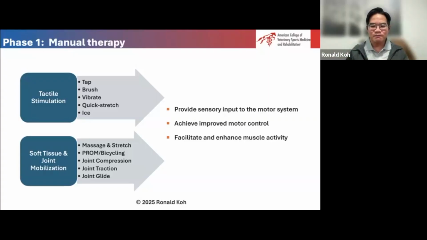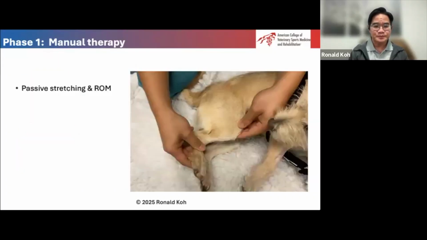The joint that has the most mechanoreceptors in the hind limb is the knee joint, right? I will do a lot of compression and gliding on the knee joint, so as to activate those mechanoreceptors as much as possible. In the front limb, the elbow is the one that has the most mechanoreceptors. So that's the one that you need to work on when the patient has the front limb affected.